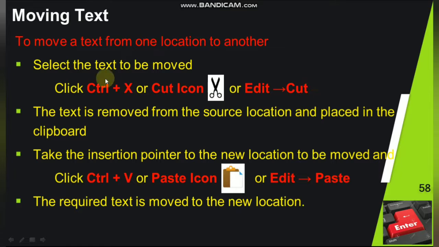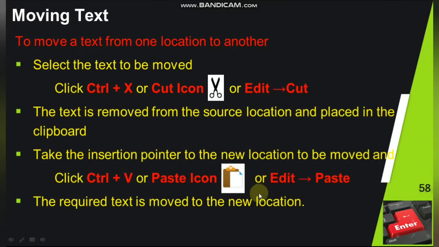Okay, so this is a shortcut key, Ctrl plus X, or the cut icon, or menu option. Once you cut the text, the original file will be removed. It will be deleted, and then take the insertion pointer to the new location to be moved to, and press Ctrl plus V, or the paste icon, or Edit, Paste. Clear? So that is the cut and paste option.